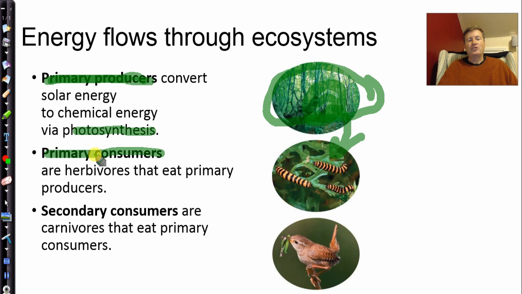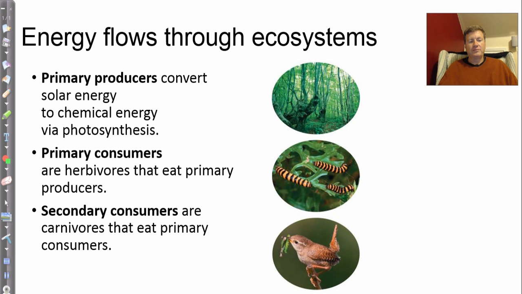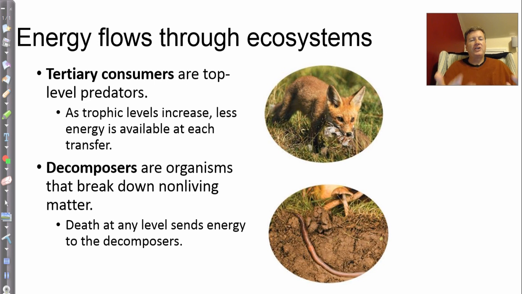So the consumer here, that term consumer, means that you cannot produce your own food. You must consume something else. You must consume the plant, or you must consume the thing that consumed the plant for you to get access to that energy. We can go further. We can think about tertiary consumers are the next level up. And these are top level predators. And we'll get to this idea about energy transfer here in a second, so don't sweat this.